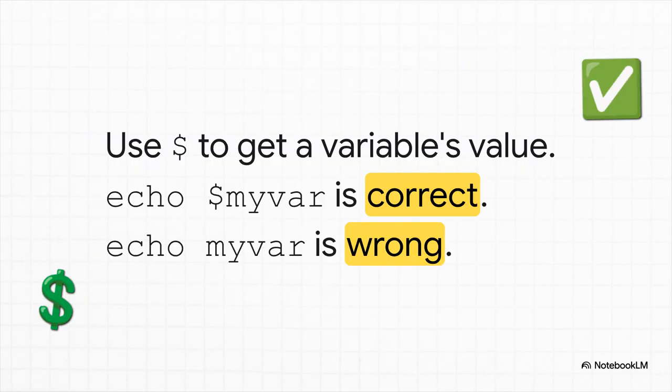Now here's a key point that trips a lot of people up. The difference between setting a variable and using it. To set it, you just type myvar=42. Simple. But to get the value out of that box, you absolutely have to use the $ sign. echo $myvar means, hey, show me what's inside the myvar box. But echo myvar just prints the literal word myvar.